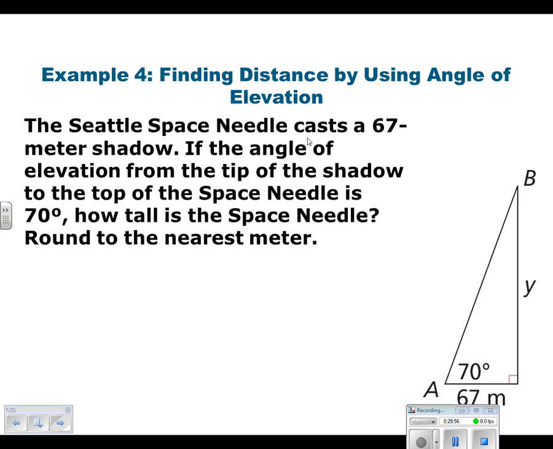The Seattle Space Needle casts a 67 meter shadow. If the angle of elevation from the tip of the shadow to the top of the Space Needle is 70 degrees, how tall is the Space Needle, rounded to the nearest meter?